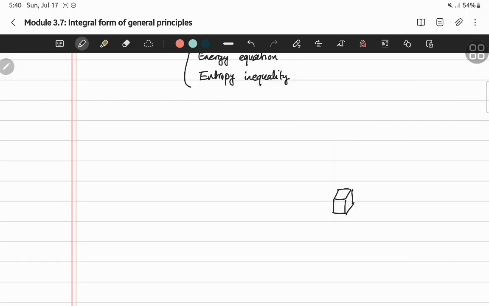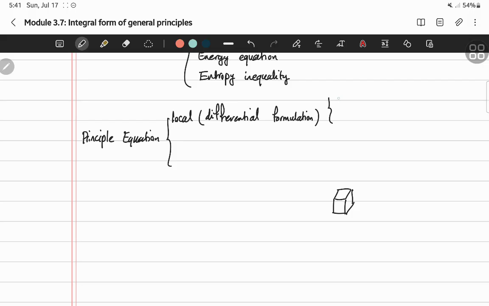So we had the principal equations. This is the local representation of the principal equations, or the differential formulation, which we also developed for the reference configuration as well as the form configuration.